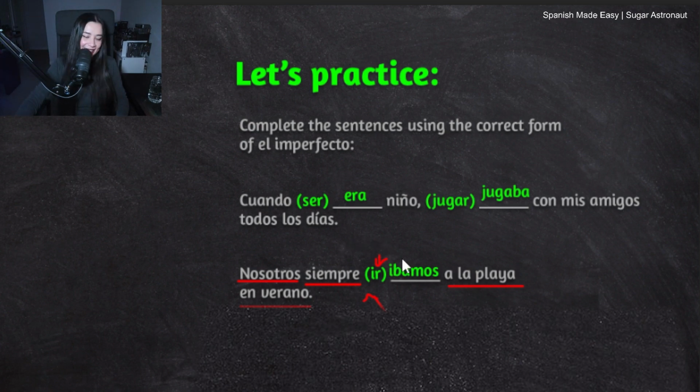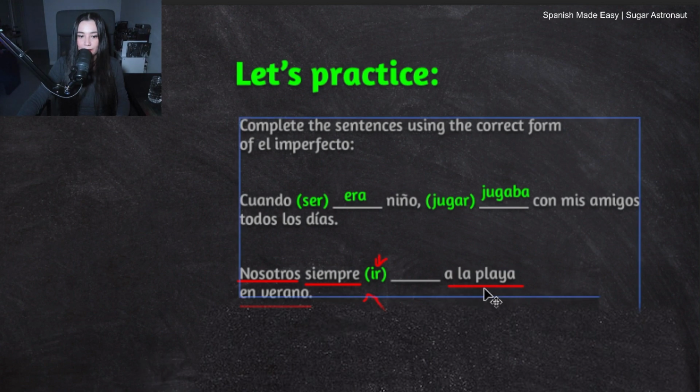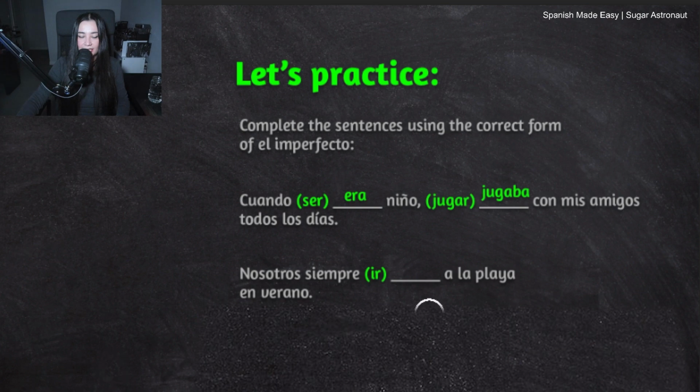Excellent, excellent. So that's it, you guys. I hope you learned a few things about el imperfecto. It's very interesting. It's a very interesting tense.